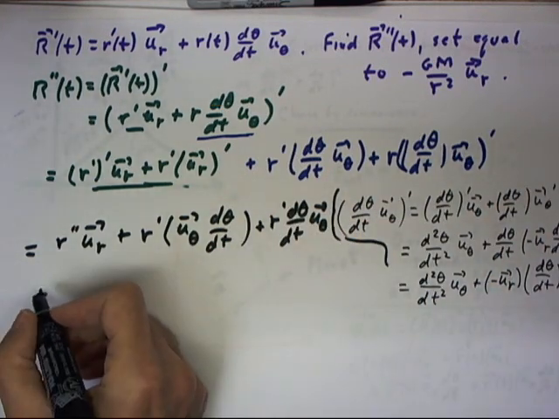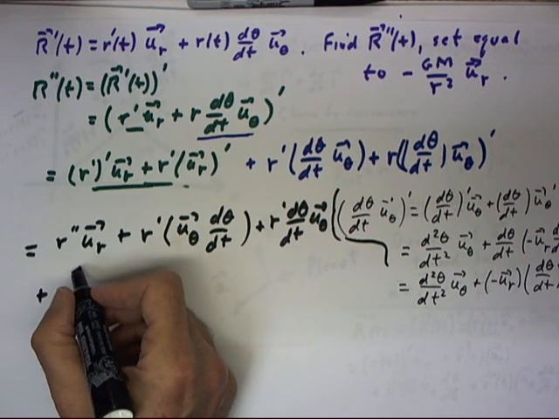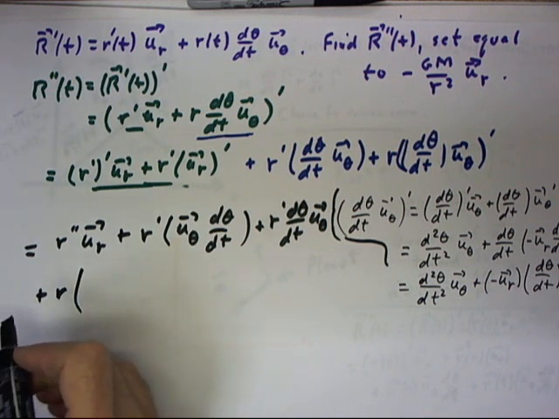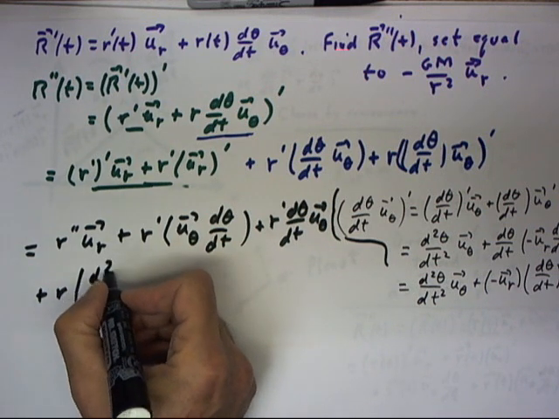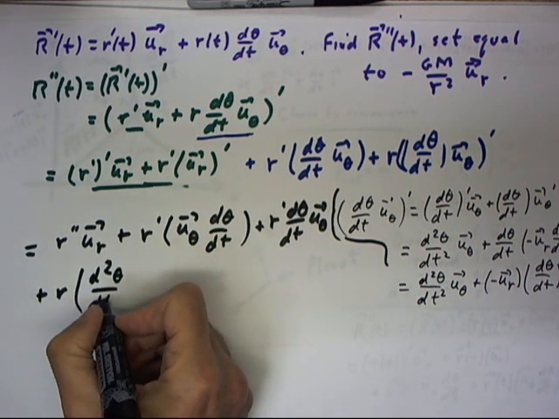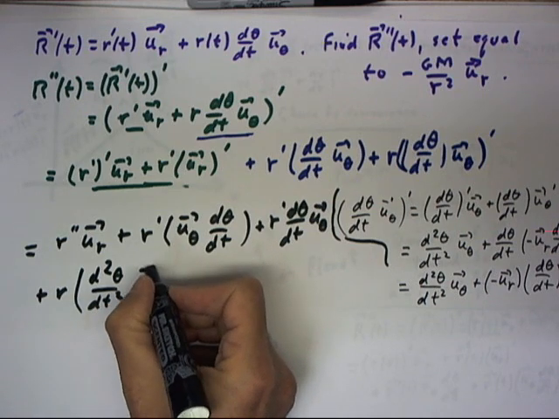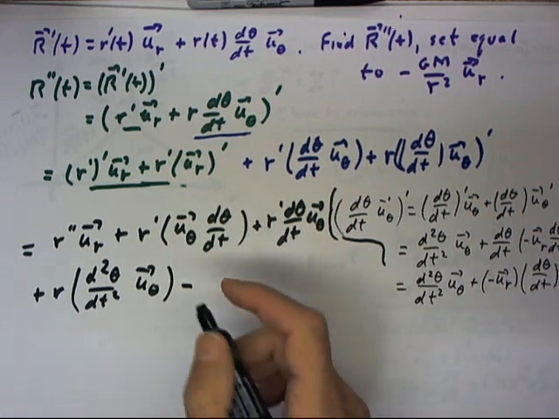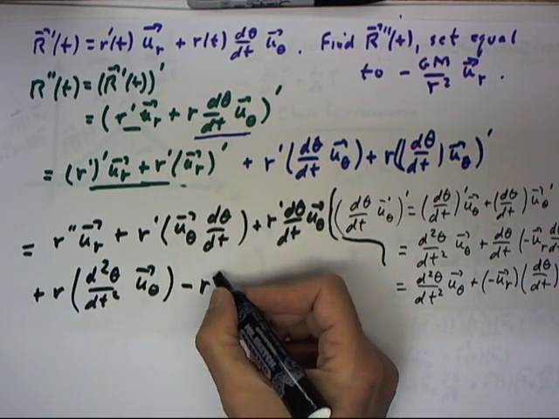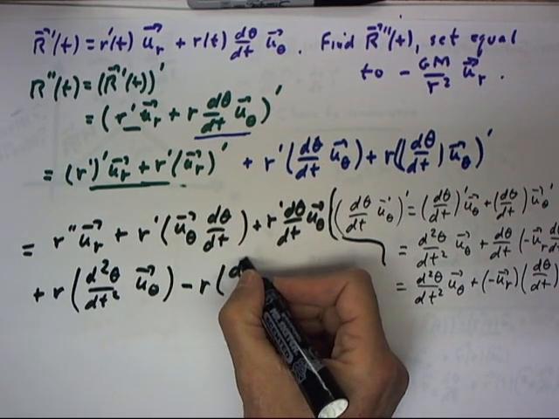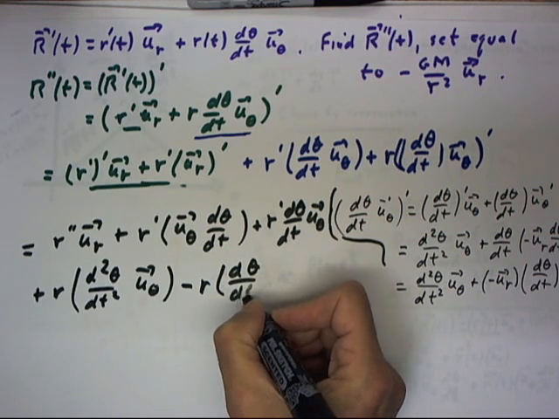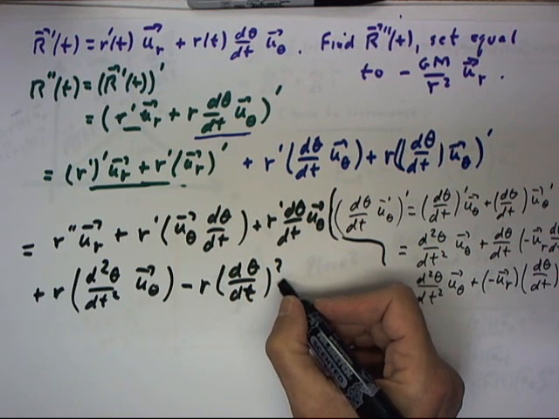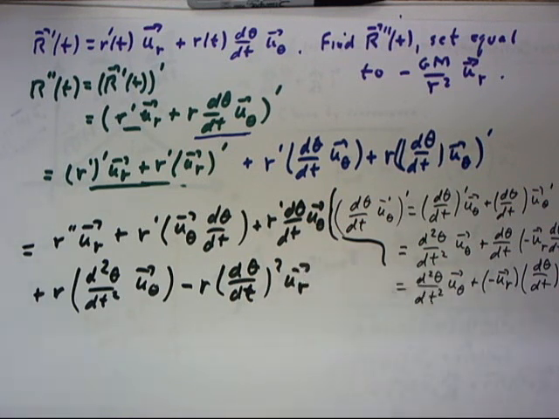And what we end up with then is r times the first term of this expression, which is the second derivative of theta with respect to t times u sub theta, minus, because of the negative u sub r, times d theta dt quantity squared times u sub r.